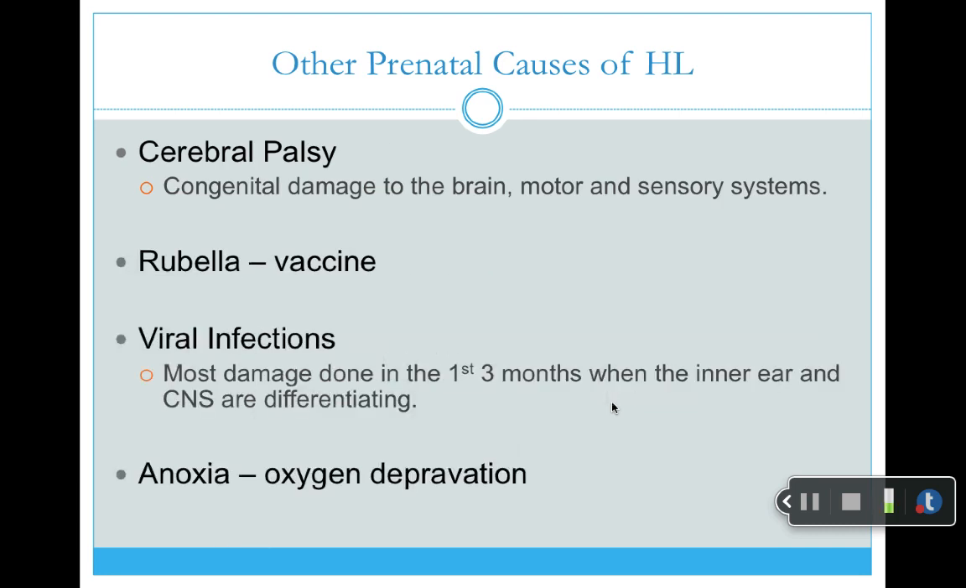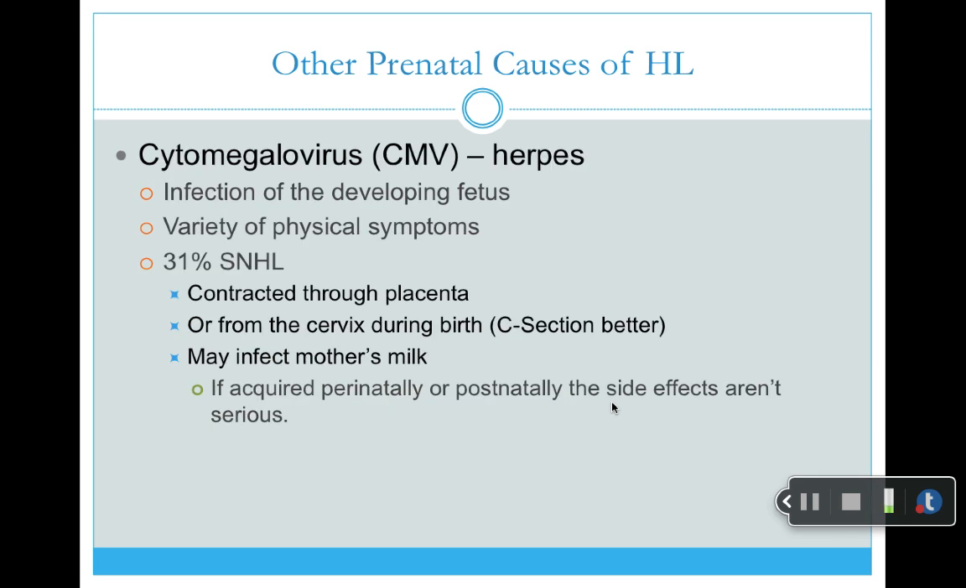There are other prenatal causes of hearing loss: cerebral palsy, congenital damage to the brain or the motor sensory system, rubella. There's a reason we vaccinate, okay? So kids are vaccinated to prevent diseases such as rubella. A symptom of rubella is hearing loss. Viral infections cause hearing loss. Most of the damage is done in the first 3 months when the inner ear and the sensory neural system are still differentiating. So if the mother gets sick with rubella, or a viral infection, anoxia, oxygen deprivation can cause hearing loss.